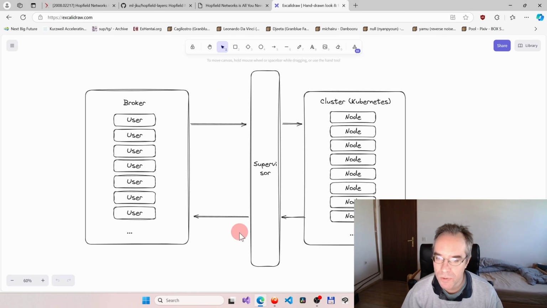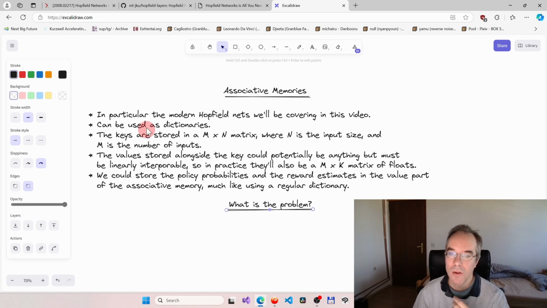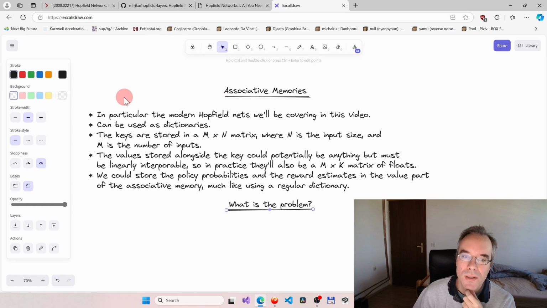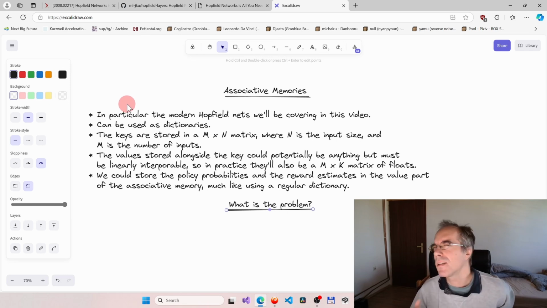Okay, here's Excalibur. So let me pause for a bit. Let me talk briefly about associative memories, in particular the modern Hopfield nets we'll be covering in this video. I've known this for a while now, but I've never really seen it used, even though they can be used as dictionaries. I guess it's not really that much different from vector databases.